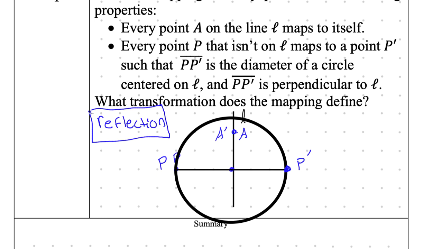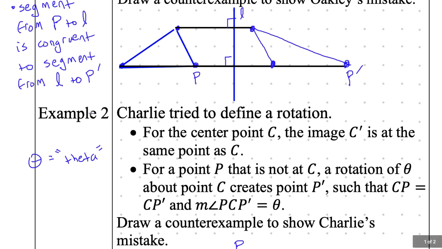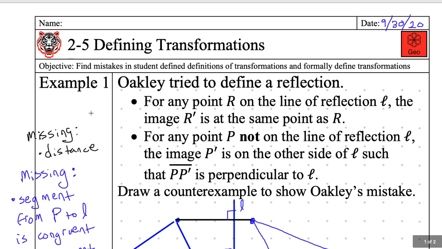All right. For the final part of this lesson, give me the fist of 5 on our objective. How well do you think that you can find mistakes in student-defined definitions of transformations and also formally defined transformations? I'm seeing 3s, 2s, a 4, mostly 3s. I would say the average is a 3. Yeah. All right, thank you guys.